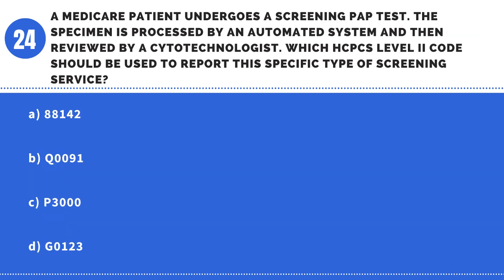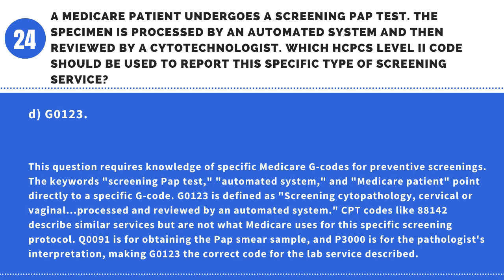Question 24. A Medicare patient undergoes a screening Pap test. The specimen is processed by an automated system and then reviewed by a cytotechnologist. Which HCPCS Level II code should be used to report this specific type of screening service? A. 88142. B. Q0091. C. P3000. D. G0123. Answer: D. G0123. This question requires knowledge of specific Medicare G codes for preventive screenings.